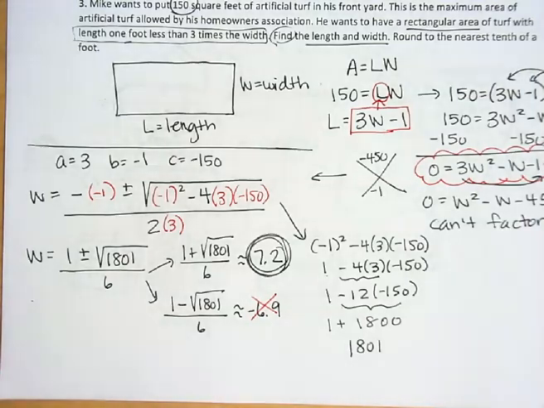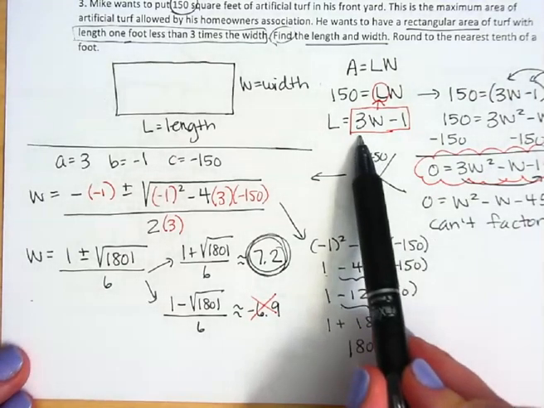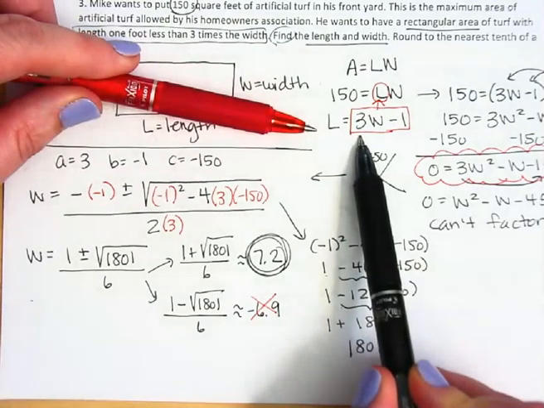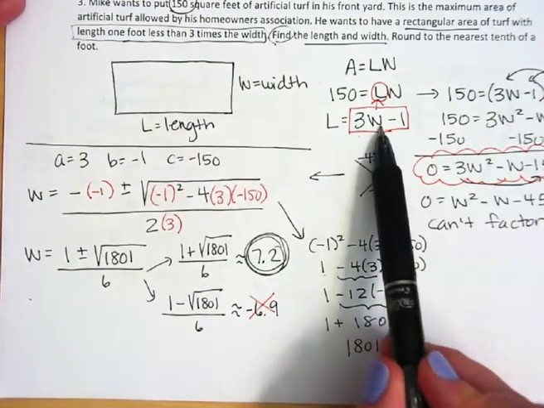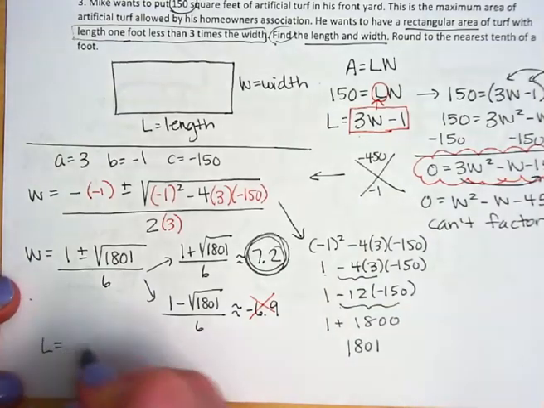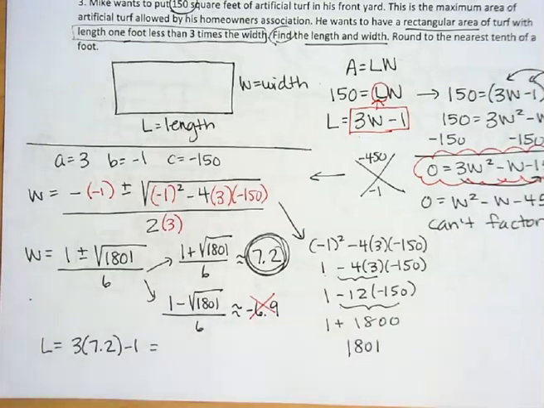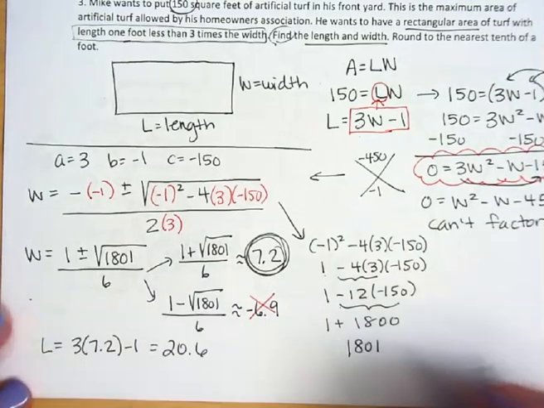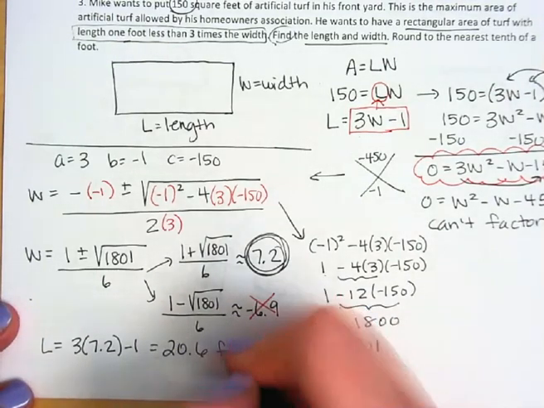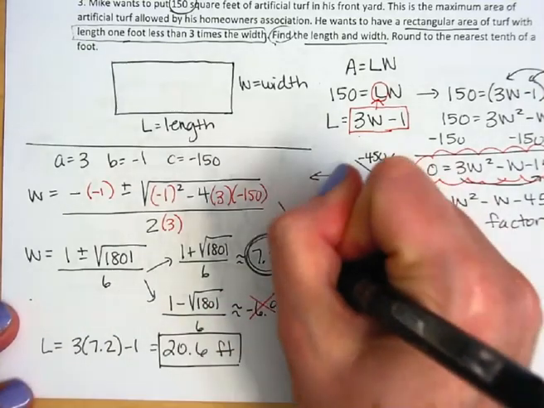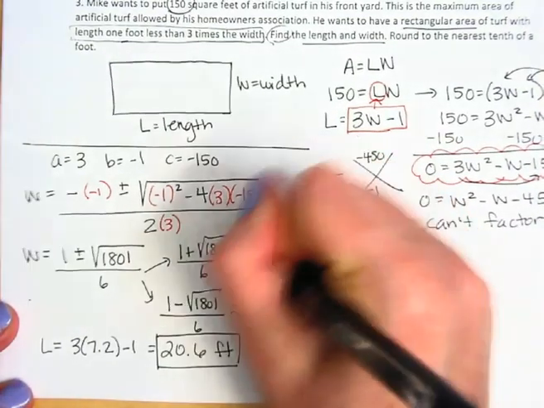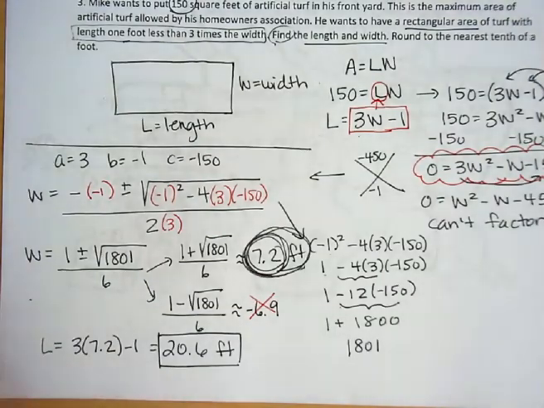But the problem is also asking me to find the length. So if you go back here to this formula, the length is equal to 3 times the width minus 1. So now I know the width. It's 7.2. So this is going to give me 21.6 minus 1, so my length is 20.6 feet. And my width is 7.2 feet. Now you take a minute and try number 4. Pause your video.